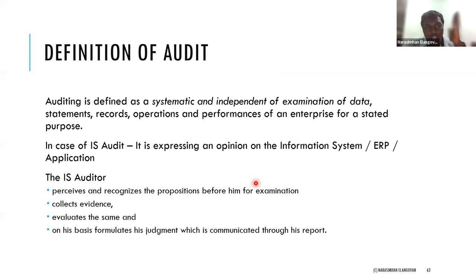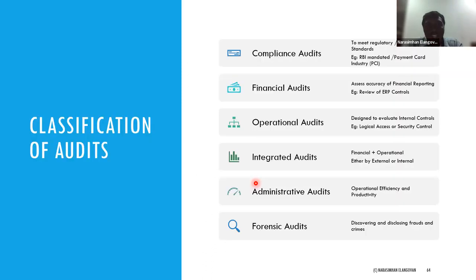Right? So, definition of audit. It is all about an independent examination of data, statements, and records. It is expressing an opinion on the ERP information system, application, etc. As an IS auditor, you collect the evidence, evaluate it, and see whether it is true and fair from a system control perspective. Now, how exactly are these system audits classified?